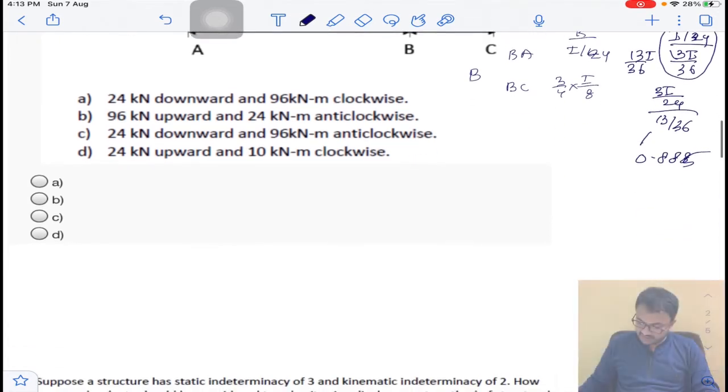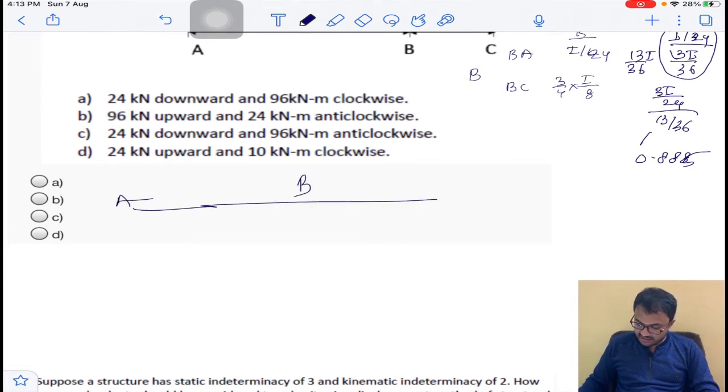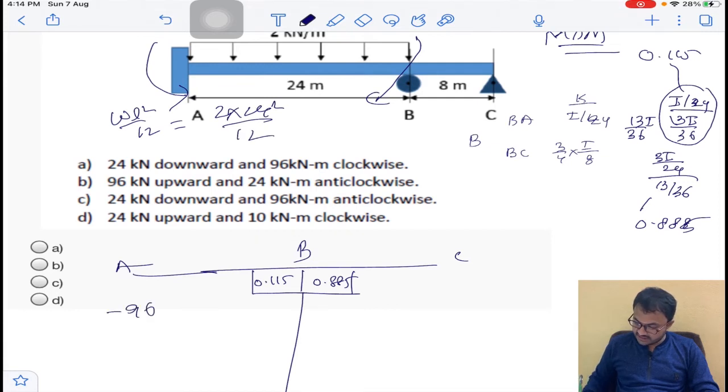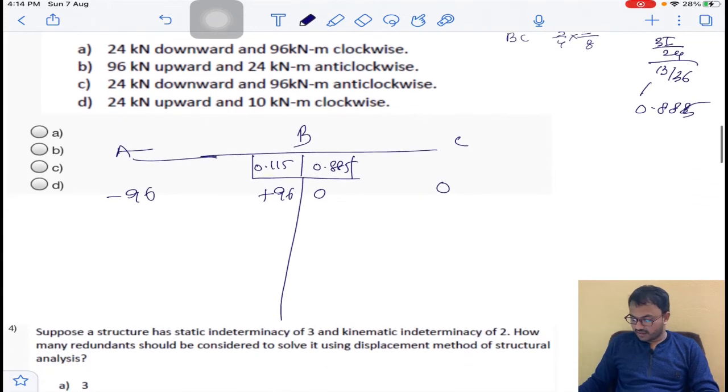Now I am putting one table. Here it is joint B, members BA and BC, and the distribution factors are here, 0.115 and 0.885. Here is the fixed end moment. At the ends, one is anti-clockwise and the other is clockwise. It is WL square by 12. How much is W? 2. So 2 into 24 square divided by 12 gives minus 96. Here it is plus 96, and there is no load on BC.